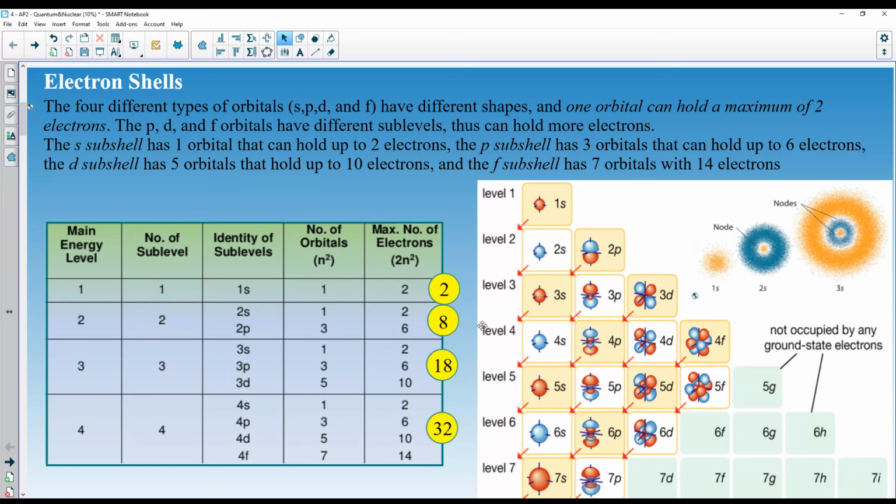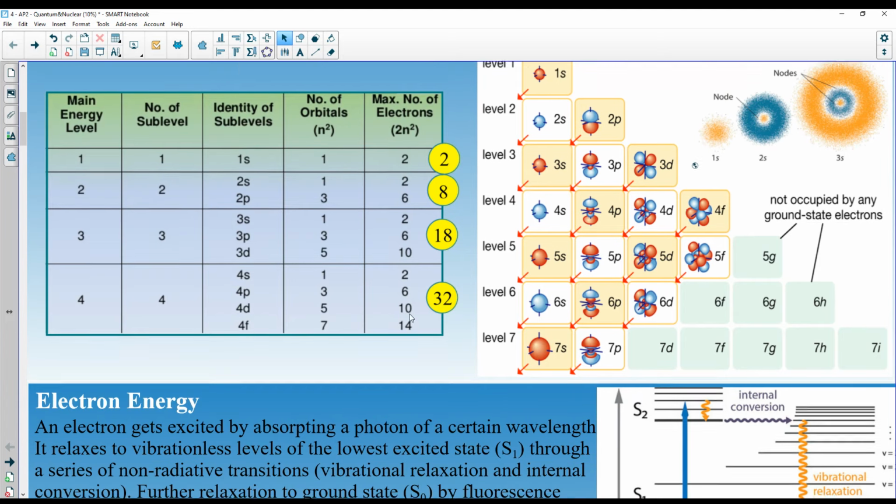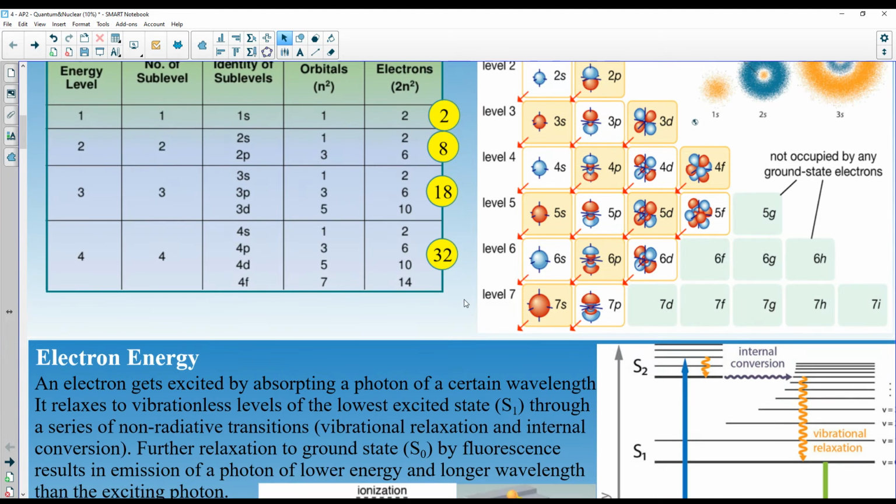The third level has 3S, 3P, and 3D. So it can hold 18 electrons because S can hold 2 electrons, P can hold 6 electrons, and D can hold 10 electrons. So altogether it gives you 18, and so on. Again, we don't use this in AP Physics 2 for our lessons, but I just wanted to go over it for you so that it will make more sense.